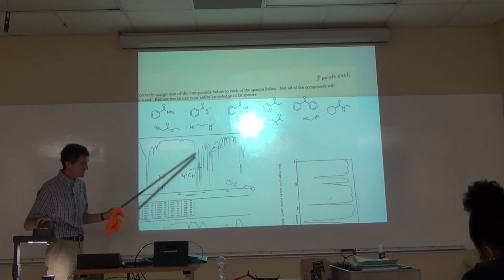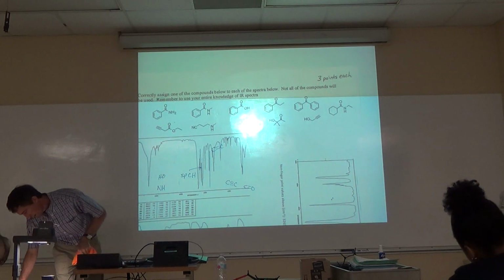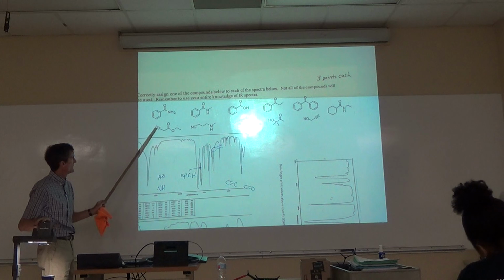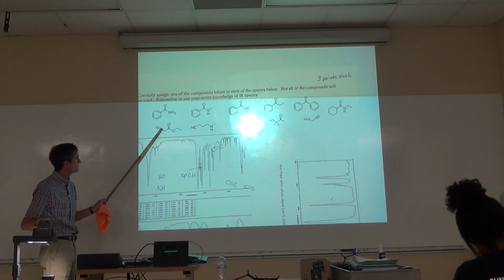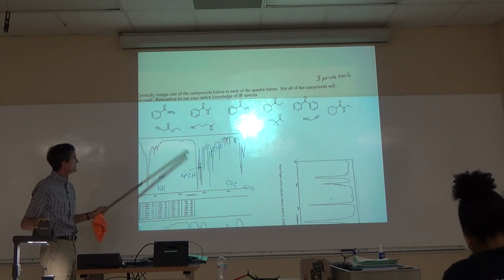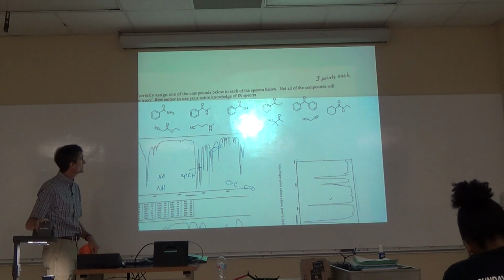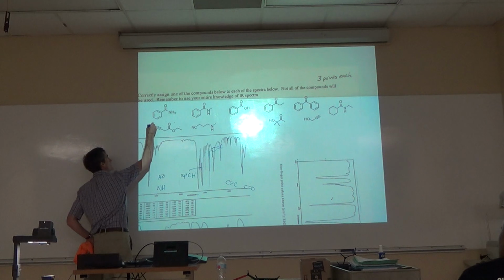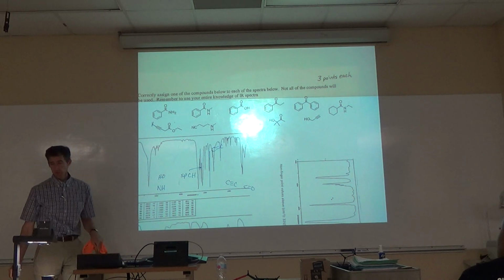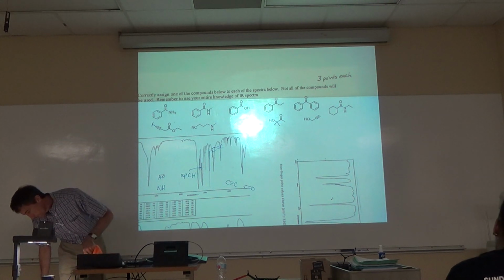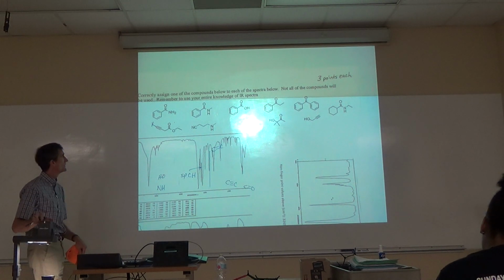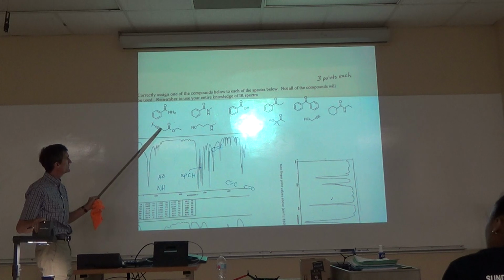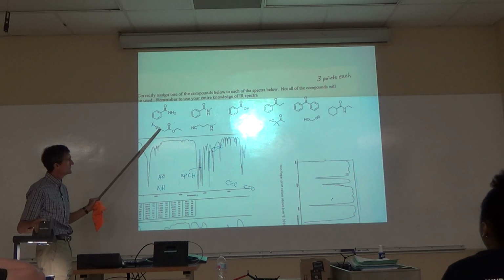What is the carbonyl? 1718. That's a little low for an ester. It may be because of this sp carbon actually acting as a withdrawing group. There's an H on the end, right? And the sp CH peak is about 3300, 3265. I think it's that one there. We had a carbonyl and then a terminal alkyne.